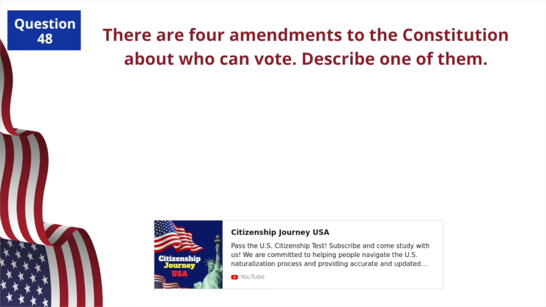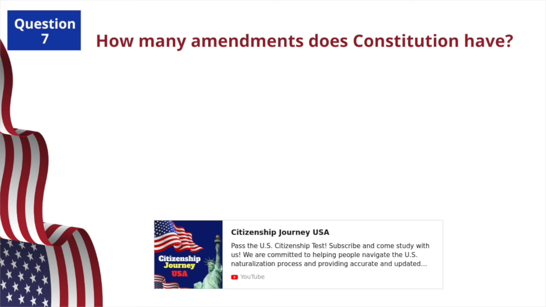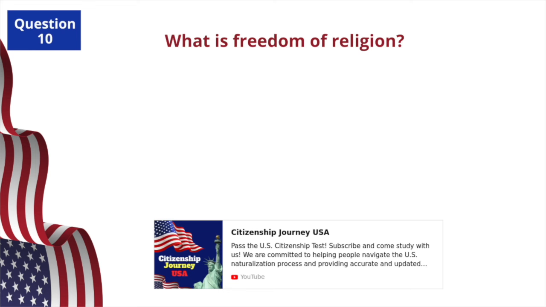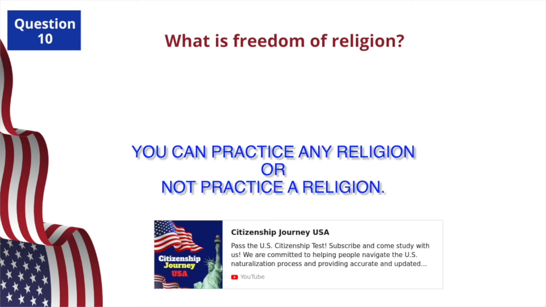There are four amendments to the Constitution about who can vote. Describe one of them. Citizens 18 and older can vote. How many amendments does the Constitution have? 27. What is freedom of religion? You can practice any religion or not practice a religion.